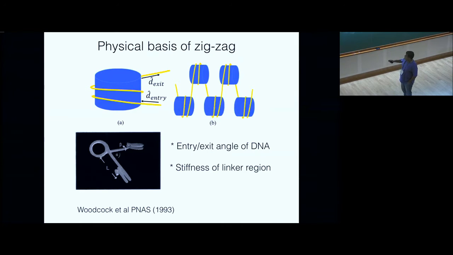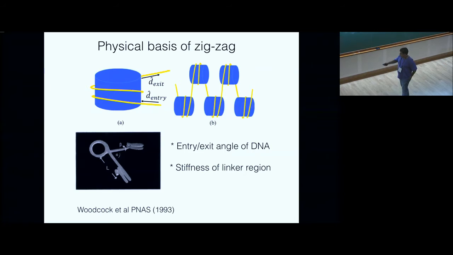And the second idea is that the linker length is relatively short compared to the persistence length of the DNA. So the linker length is 20 to 60 base pair. Typically in yeast it is on average 20, and it could be 60 or 70 base pair, which is much smaller than 150 base pair, which is the persistence length of DNA. So since this linker length is very small compared to the persistence length, this region will be nearly straight. So there is this angle, and there is a straight, stiff linker region. And these are the main 2 ingredients. There are other ingredients, but with this entry-exit angle of DNA and the stiffness of the linker region, you can make a physical argument to propose a zigzag model.